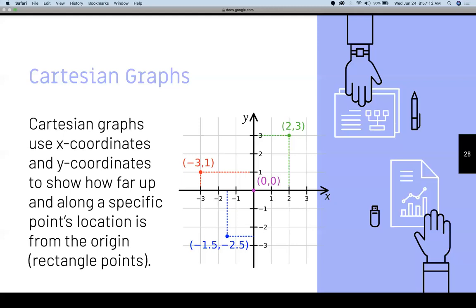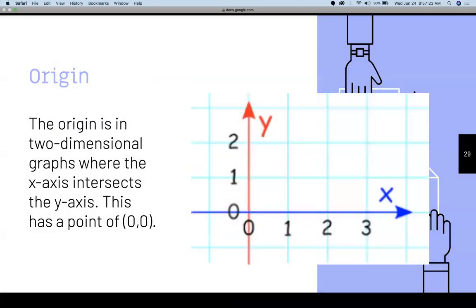Right, so if we look at negative 3, 1, it's negative, so we go out 3 to the left from the origin, which is (0, 0). We go up 1. This origin is important to understand because the origin is in two-dimensional graphs where the x-axis intersects the y-axis. This is the point (0, 0), right? And we use this term all the time to describe these rectangular coordinates. We'll say we want to go 3 out to the right, 2 up, right? Our point is (3, 2), so we go out to the right 3 and up 2.